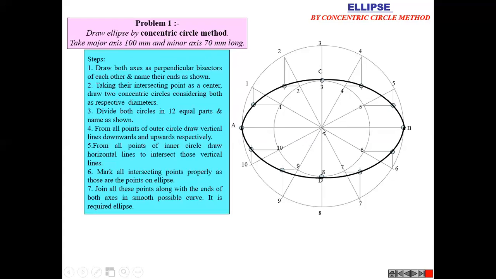Then the intersection point is definitely 50 from this side, 50 from this side, 35 from above and below. It's my intersection point. Then this is my center. Take this center, 35 as a radius, from the center to C. A, B, C and D are the names of these endpoints. Then center to C is my radius. Draw a circle. This circle is the inner circle.